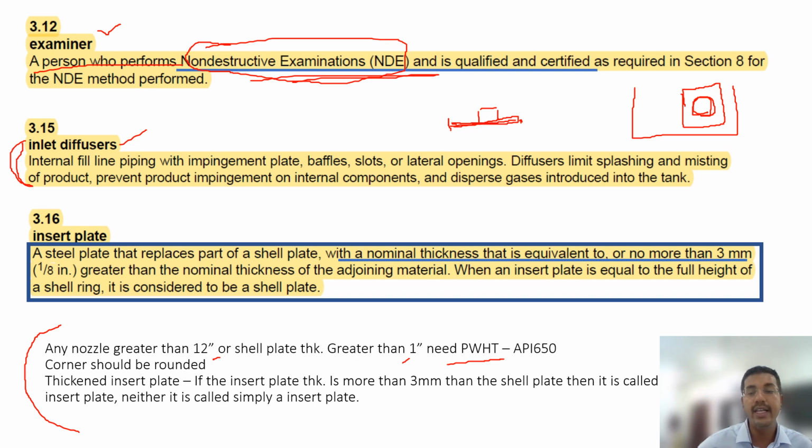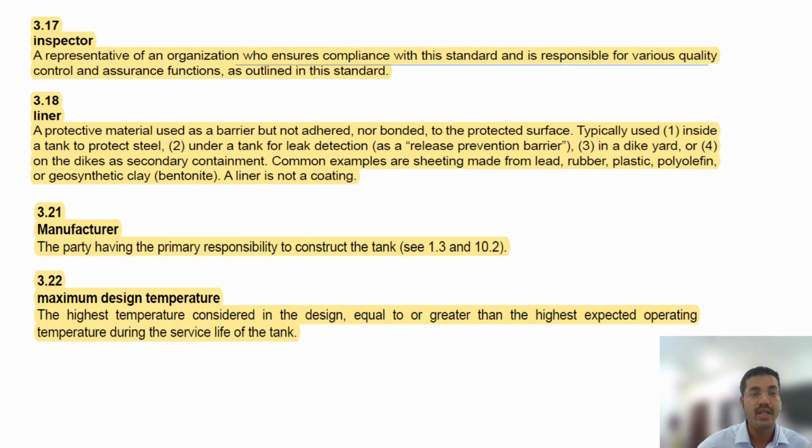When the nominal thickness is equivalent to or no more than 3 mm or 1/8 inch greater than the nominal thickness of the adjoining material, the adjoining material meaning the shell material. If it is not more than 3 mm, then we call it an insert plate. If it is more than 3 mm, then we call it a thickened insert plate. This is a must-know question for API 653, so kindly remember this one.